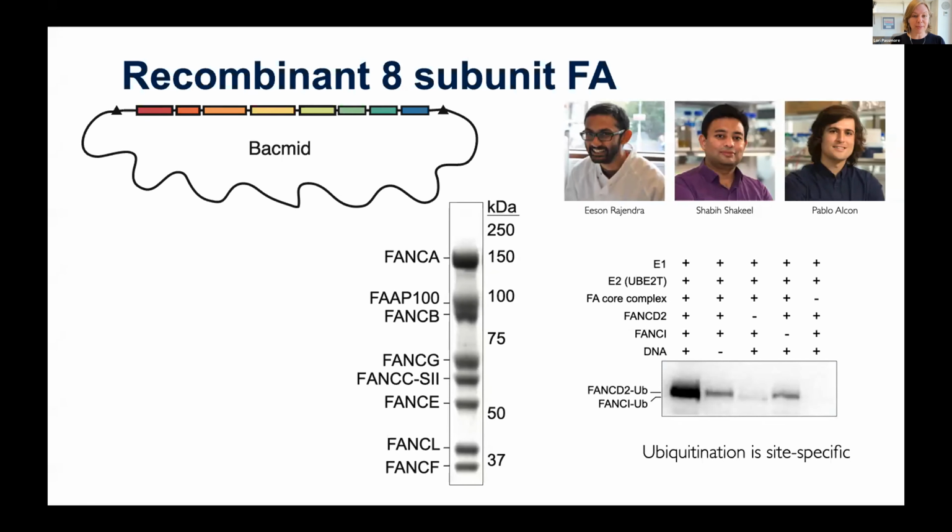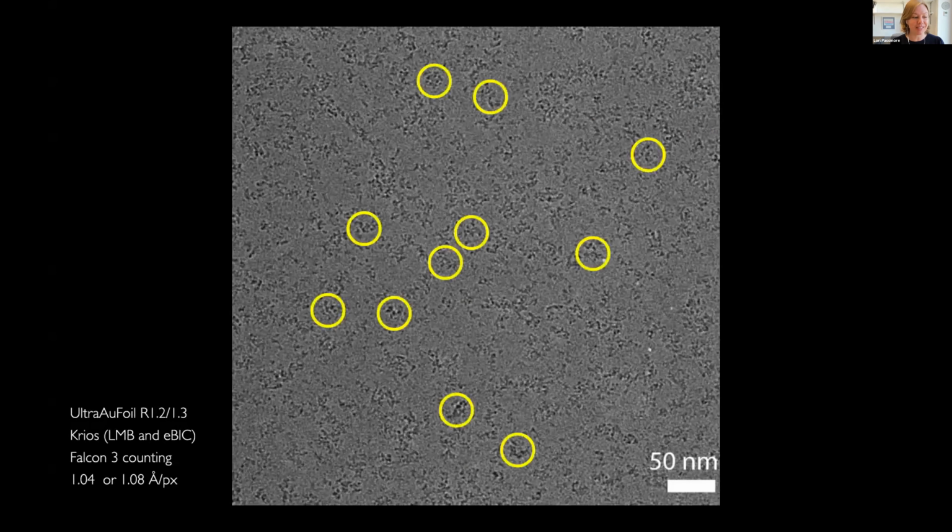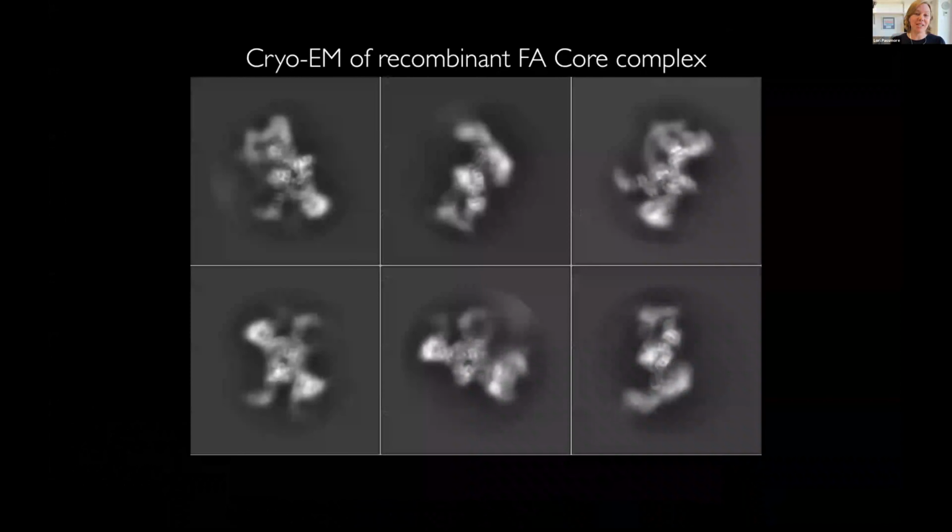So the first thing we did, of course, was we took this purified complex and we imaged it using cryo-EM. And we obtained micrographs that look like this. I know these look a little messy, but they do contain particles. And here I've circled some of them in yellow. And when we performed 2D class averaging, the 2D classes looked pretty good. So we could see really nice secondary structure, lots of details, especially at the center of the particle.